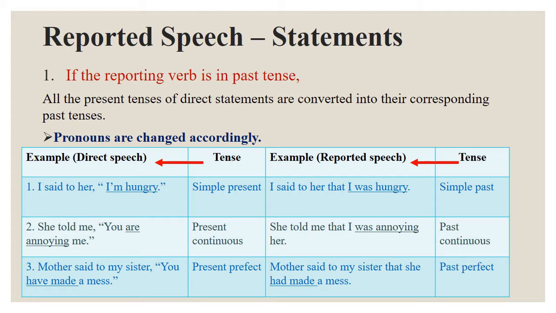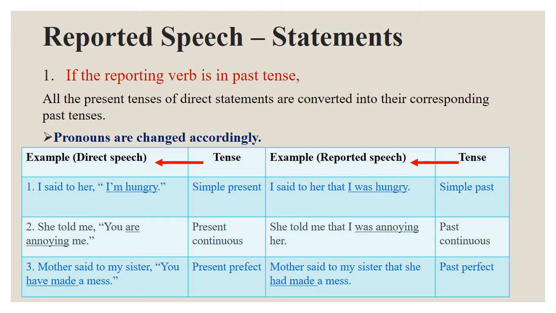Example number 1. I said to her, I am hungry. Now here the direct statement is I am hungry, and it is in simple present. So according to this rule, we have to convert it into its corresponding past tense. That means the simple past. So the answer is I said to her that I was hungry.